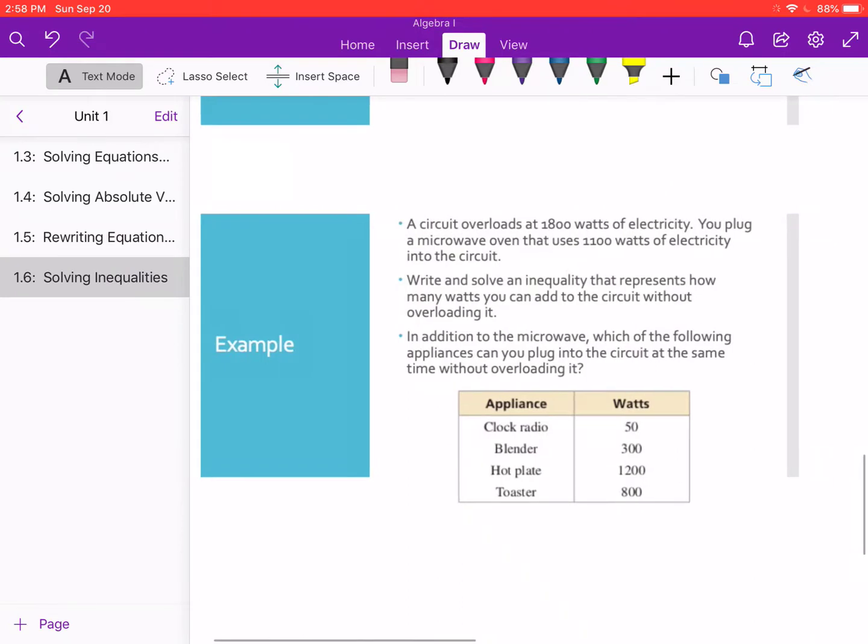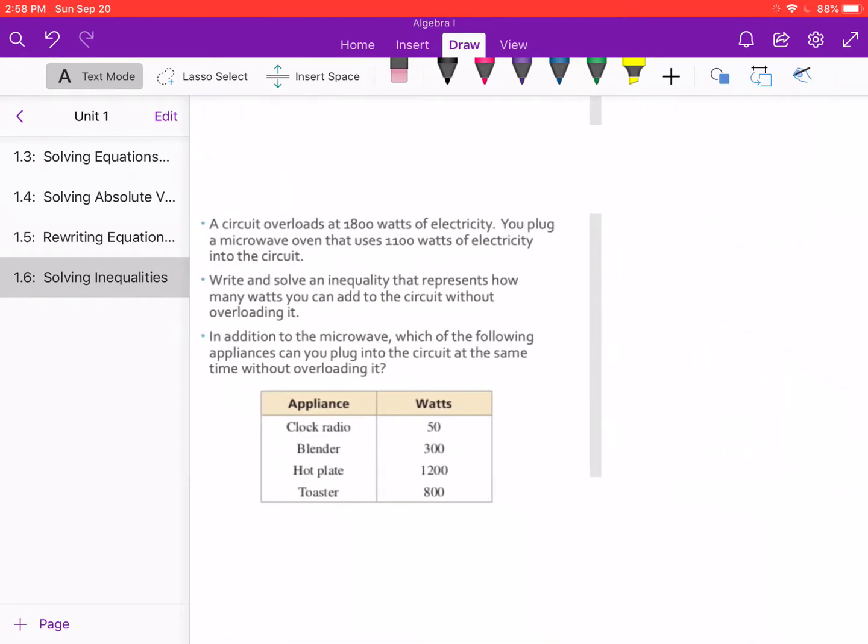All right, another example: a circuit overloads at 1800 watts of electricity. You plug in a microwave oven that uses 1100 watts of electricity into a circuit. Write and solve an inequality that represents how many watts you can add to the circuit without overloading it.